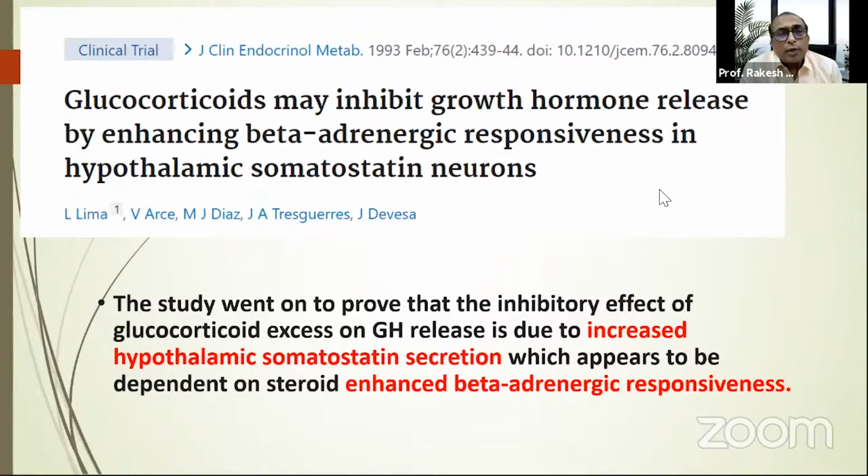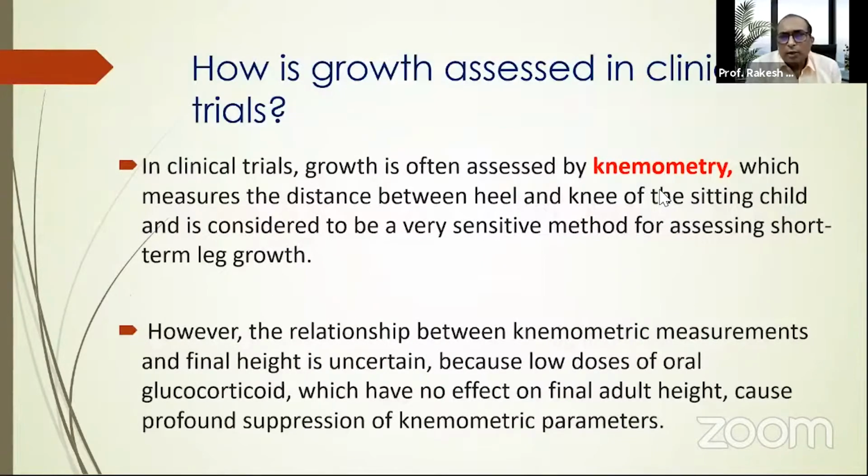Now, this is one interesting study which looked at the effects of glucocorticoids on growth hormone secretion, and what they found was that there is a decrease in growth hormone release due to increased hypothalamic somatostatin secretion, which appears to be dependent on steroid-enhanced beta adrenergic responsiveness. So this is how the growth hormone release is suppressed in children with glucocorticoid use.